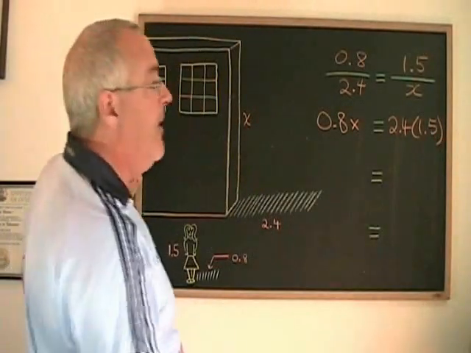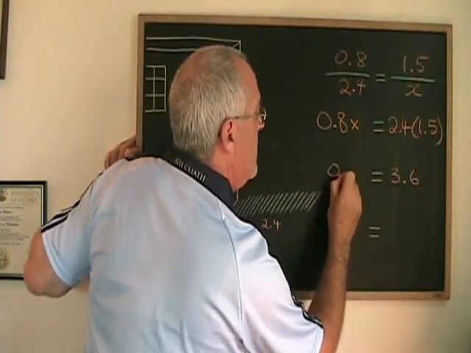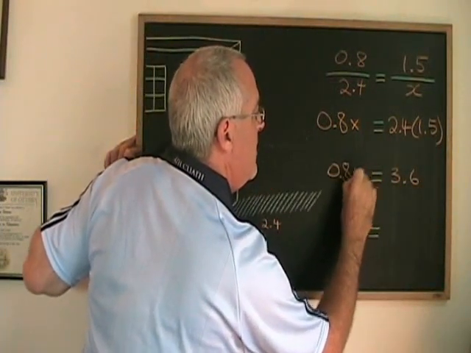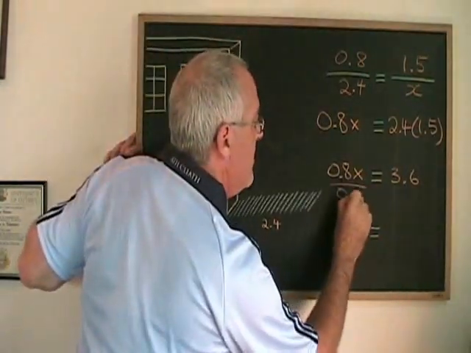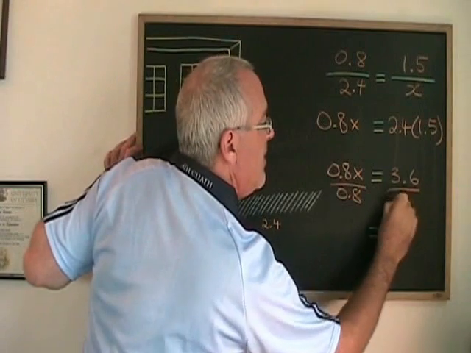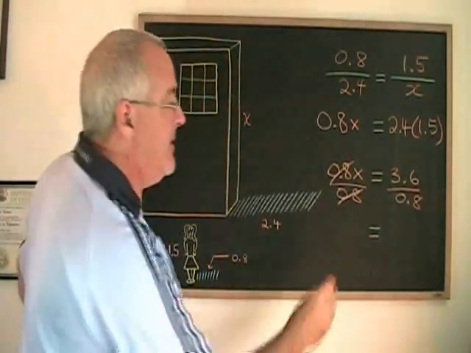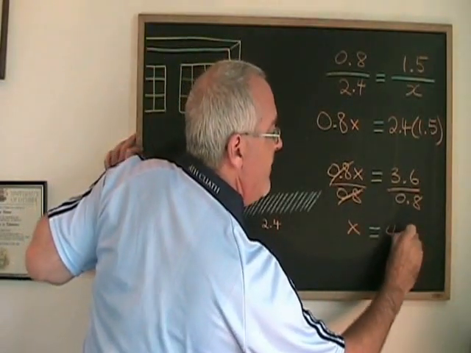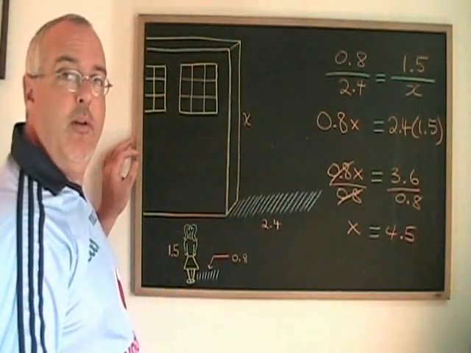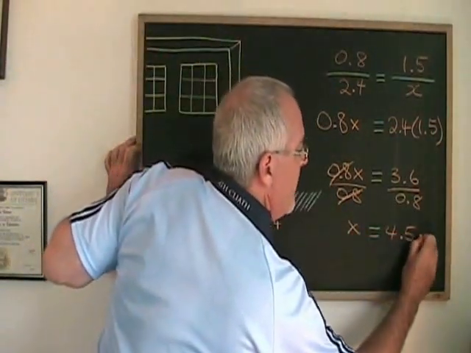2.4 times 1.5 is 3.6. And when I divide both sides by 0.8, x is isolated and is equal to 4.5. If the unit of measure given in the problem was meters, then x is equal to 4.5 meters.